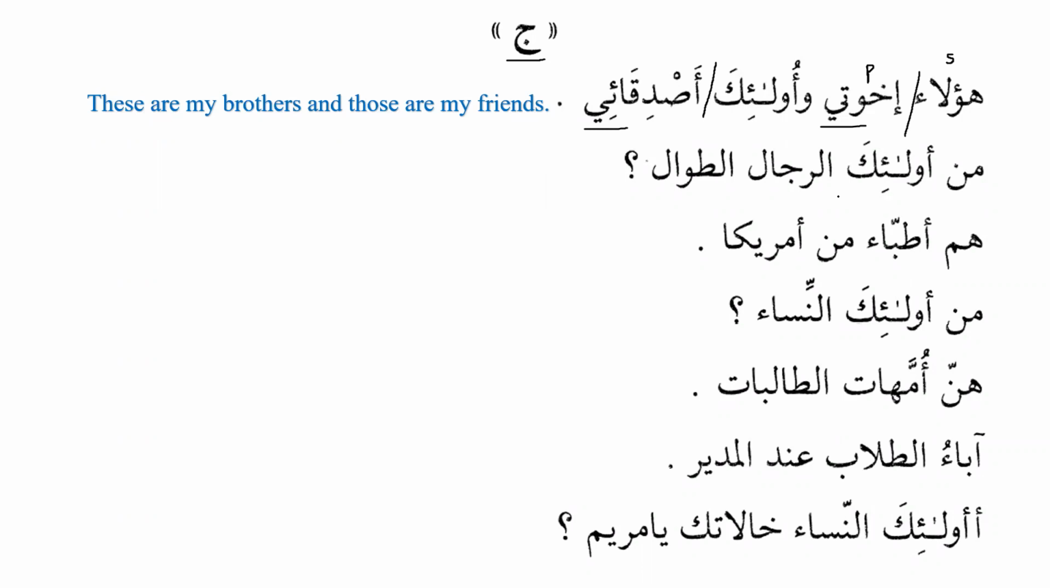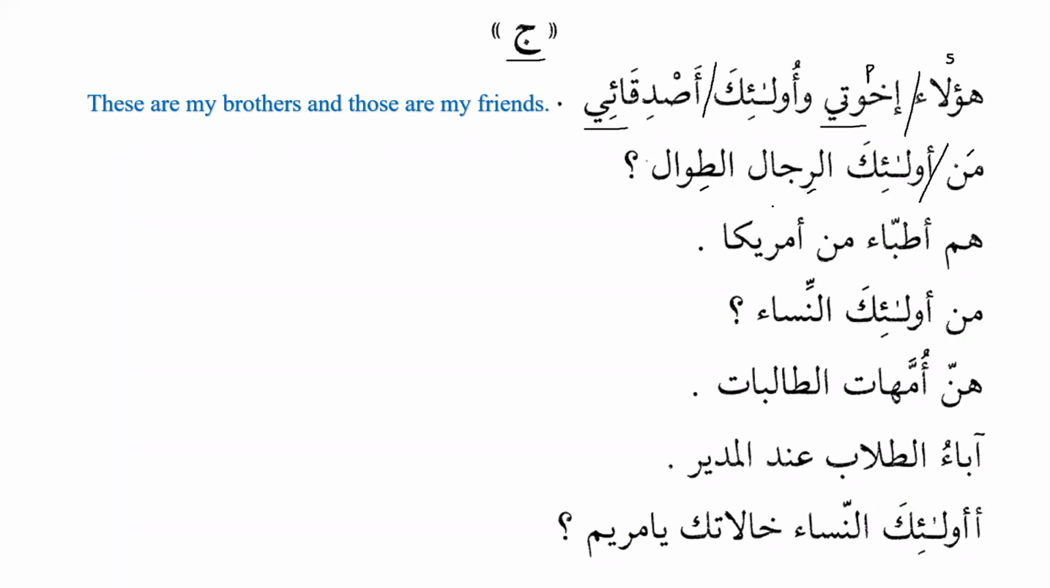Man ulaika rijalu at-tiwalu. Now we can see that man here, we have to separate from ulaika rijalu at-tiwalu. Rijal and tiwal are the plural of rajulun and tawilun, and we know that it's on the pattern of fi'alun. Who are those tall men? Ulaika, those, ismul ishara. Ar-rijalu is musharun ilayhi. At-tiwalu is the adjective being used for rijal.